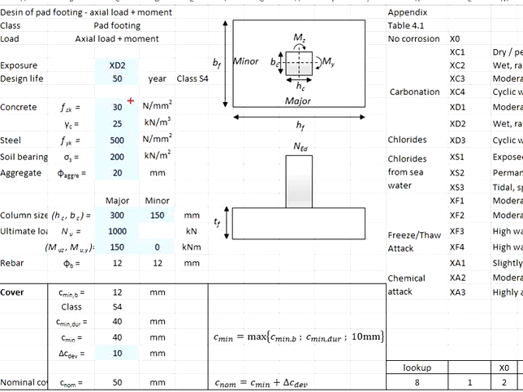The fck equals 30 N/mm², concrete unit weight 25 kN per meter cube, bar strength 500 N/mm², soil bearing capacity 200 kN per meter square, the maximum size of the aggregate 20 mm, and probably the reinforcement bar of 12 mm in both directions.